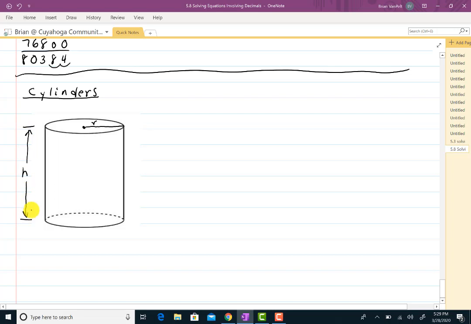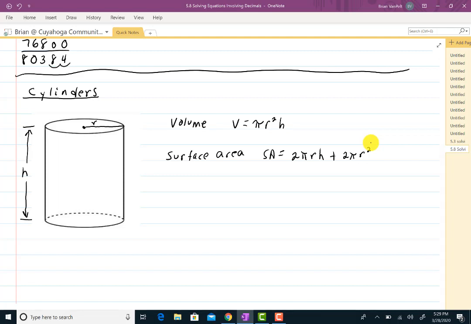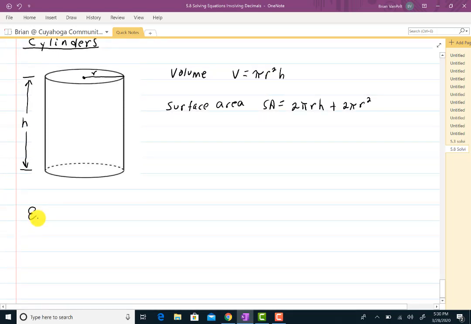There's two formulas we're going to be interested in. The volume, and the volume will be pi r squared times h. And the surface area. Surface area is much worse. We're going to have 2 pi rh plus 2 pi r squared. So I'm not going to explain the intricacies of this. It's just a matter of plugging the numbers into the right spots. So let's go ahead and do an example to illustrate these formulas.